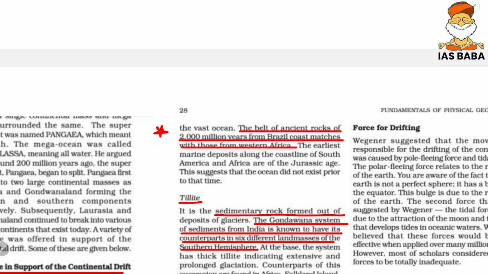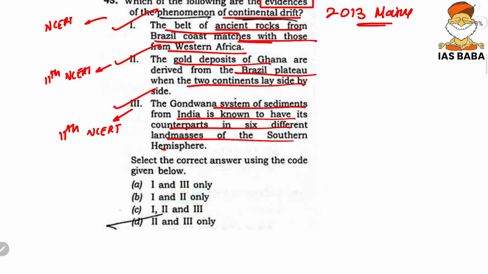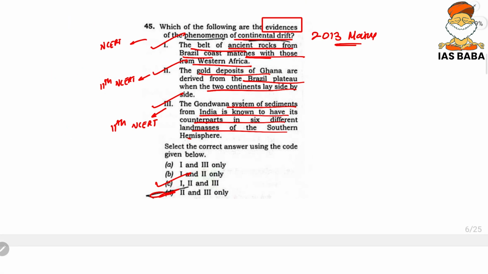So this statement, statement number 1, the belt of the ancient rock from Brazil coast matches with those of Western Africa, again NCERT. So the statement is as it is copied and pasted. So here C is the answer, not D. Okay, simple question it was.